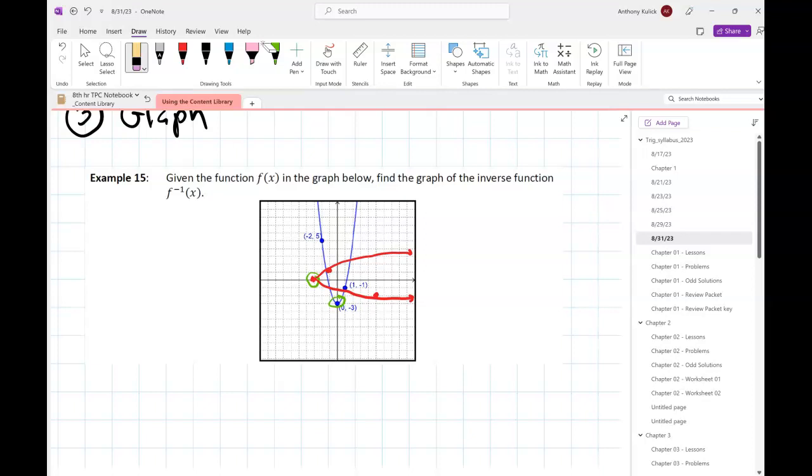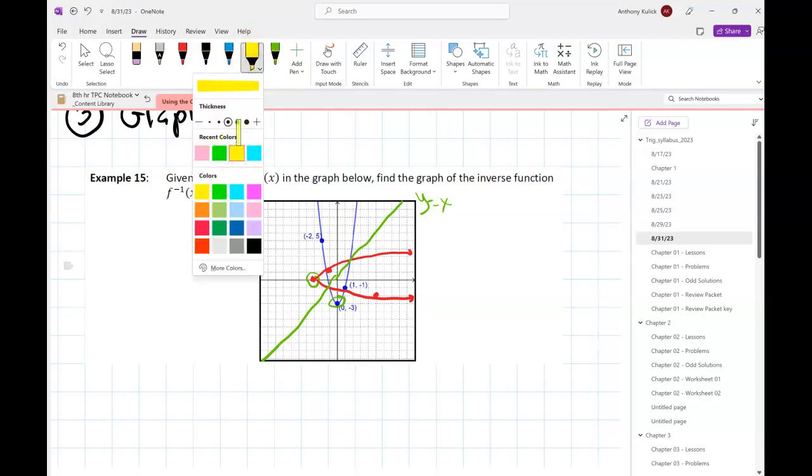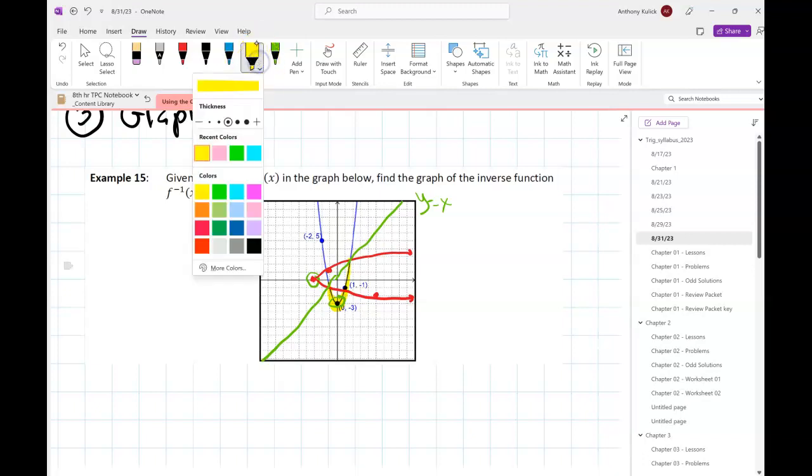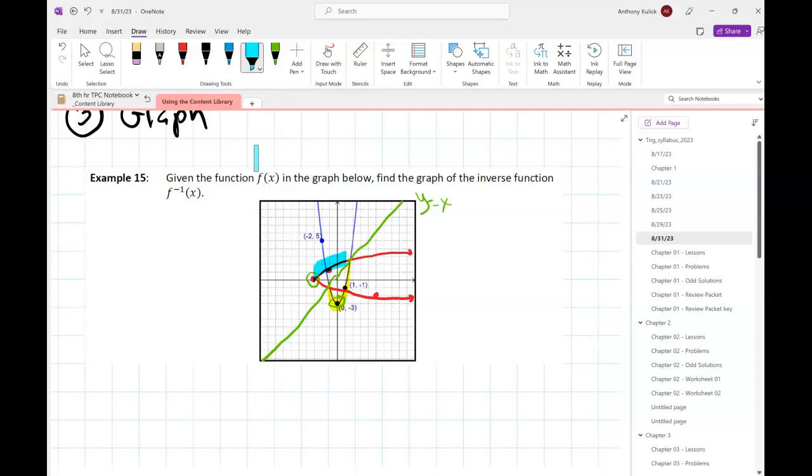If you remember back to your Algebra 2 class, you might have also talked about the graph of an inverse being a reflection across the line y equals x. So if I draw that line, y equals x, and I look at this part of f, it becomes this part of f inverse. So it's kind of like folding across that diagonal.